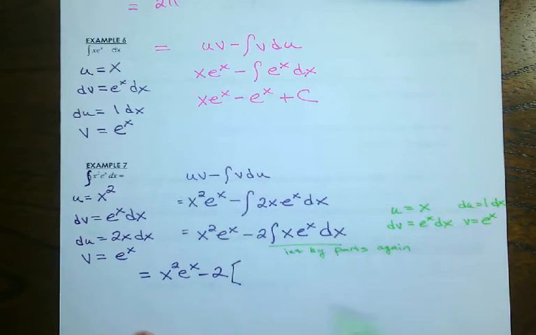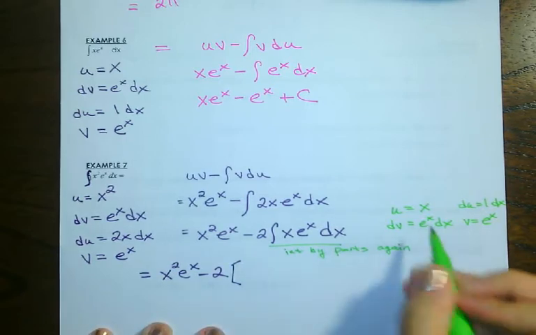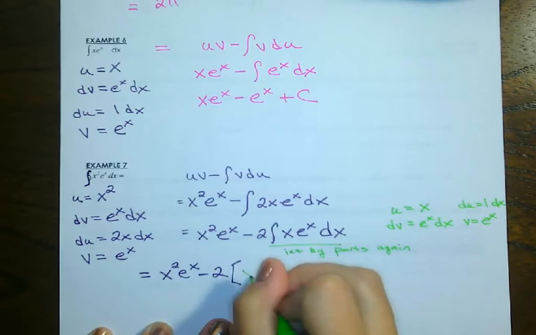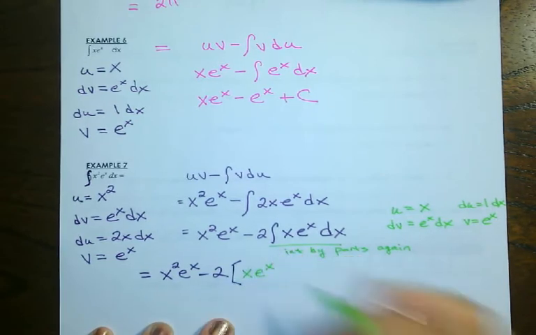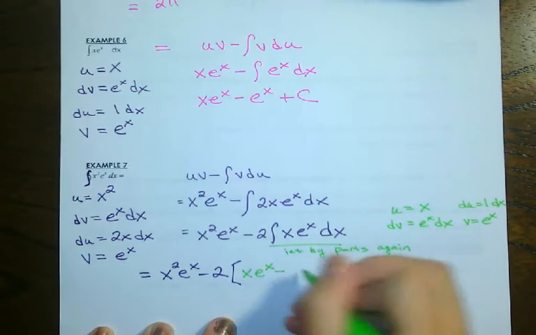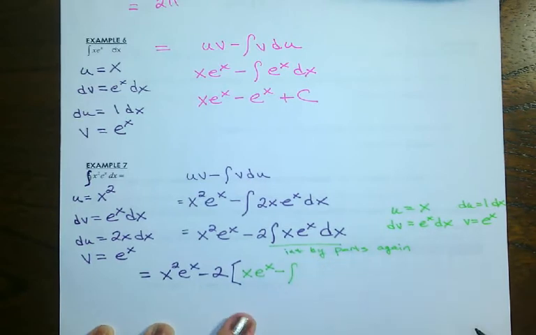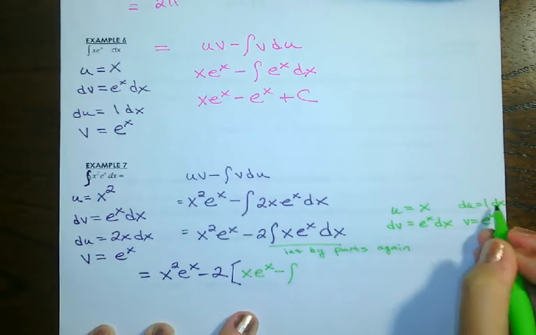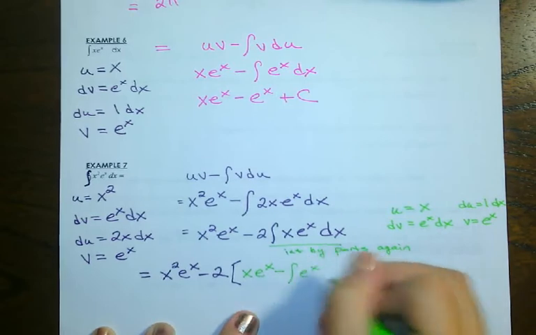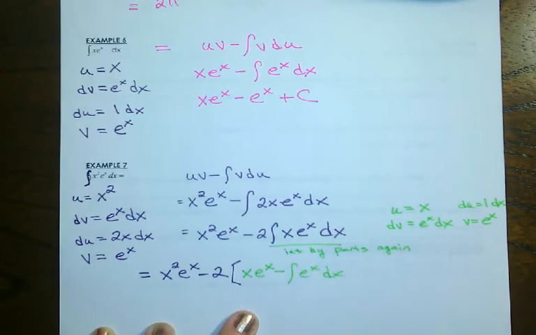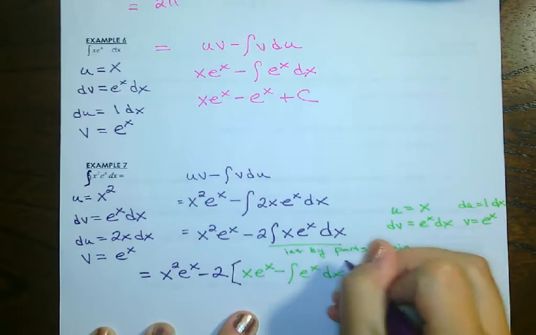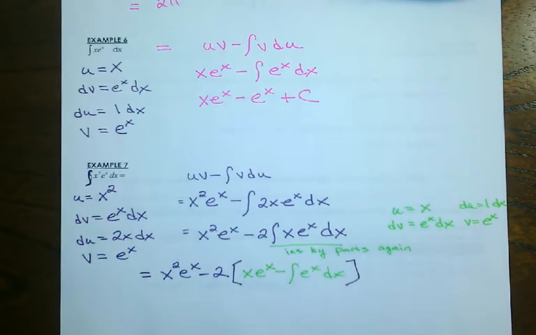Okay, so I'll switch colors. So now it's going to be, again, that uv. So here's uv. So you've got x e to the x minus the integral of v du. So here's v, and then du is dx. So e to the x dx. Okay? So you've got this going on.